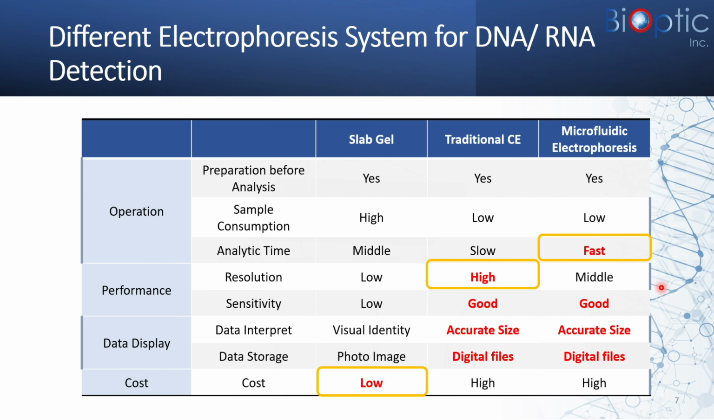We will briefly go through the advantages and disadvantages of these three systems. Before analysis, users have to take at least 30 minutes to prepare the gel and do the manual loading for the slab gel and the microfluidic electrophoresis. But as we mentioned, the analytic time of the microfluidic chip is very fast, and the traditional CE has high performance, with high resolution and high sensitivity. The advantage of the slab gel is that the cost is pretty low, so everyone can afford the price.